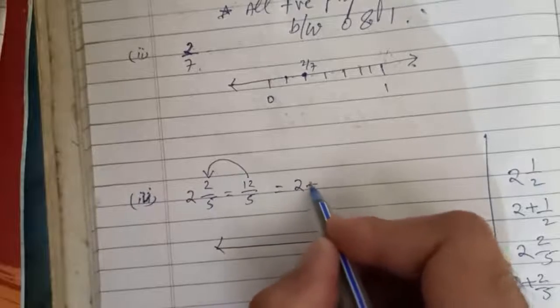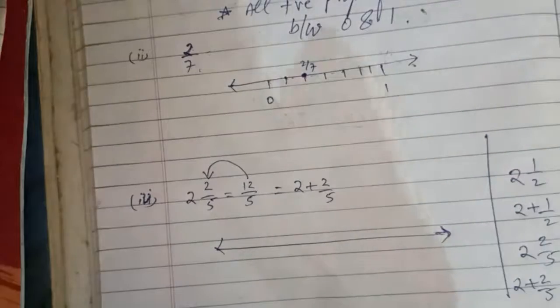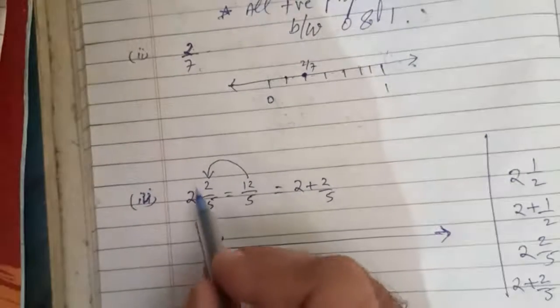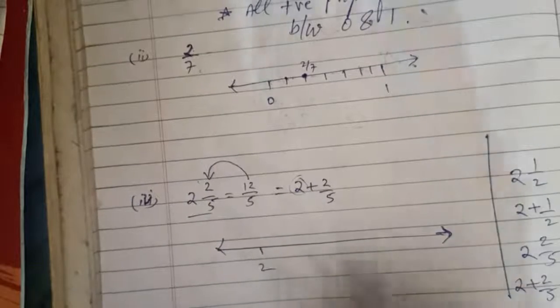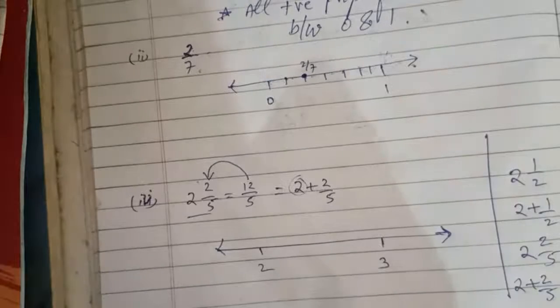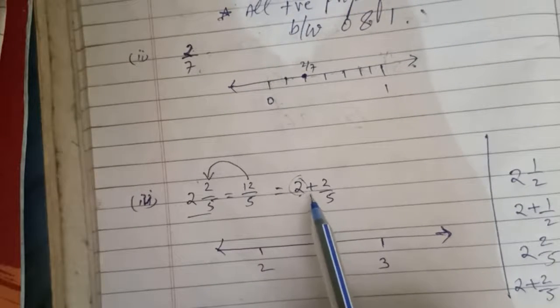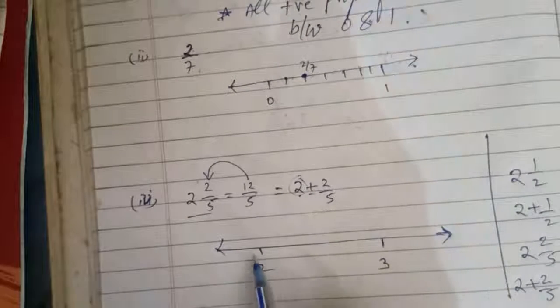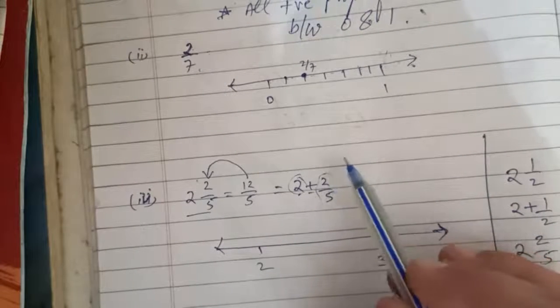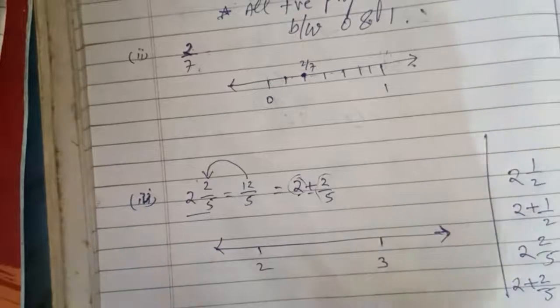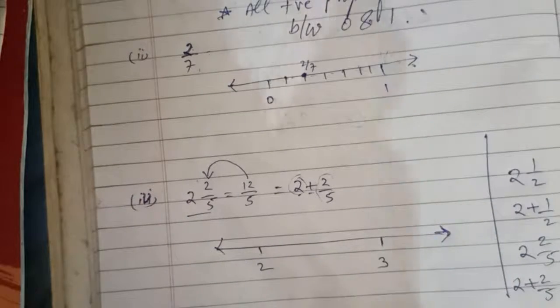It means 2 plus 2 by 5. That means now where this value will lie, this value will be lying after 2 and somewhere between 3, because in 2 they have added something, so definitely it's not less than 2. Clear? And this is a proper fraction, and all the proper fractions lie between a single value. That means between 2 and 3 it will be lying.